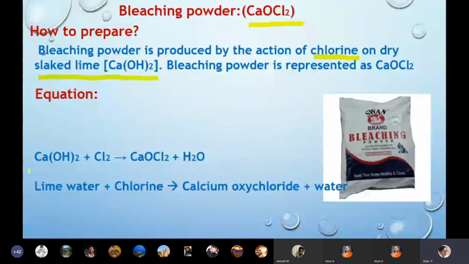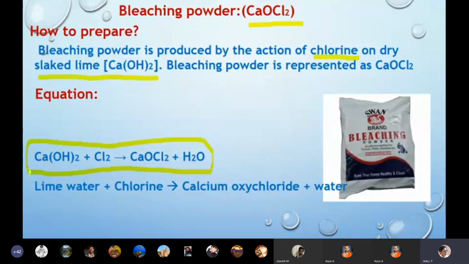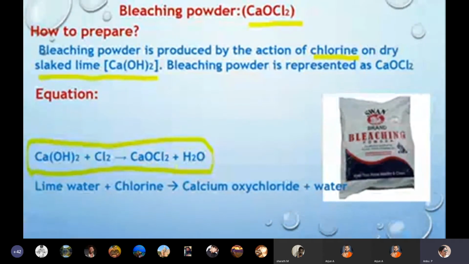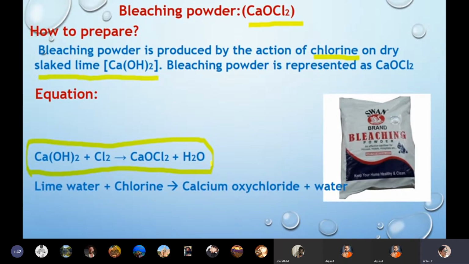So these are the equations to be written for the synthesis of bleaching powder. Calcium hydroxide, Ca(OH)2, is reacted with chlorine gas to form calcium oxychloride and water. So this is the common method to obtain the bleaching powder with the help of the chemicals. One is chlorine gas and another one is slaked lime. It's also called calcium hydroxide solution. So the lime water is added with the chlorine to form calcium oxychloride and water.